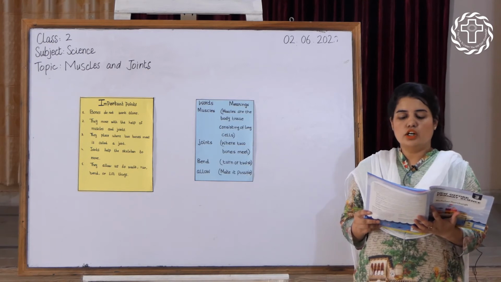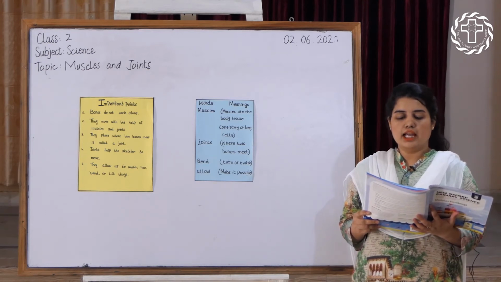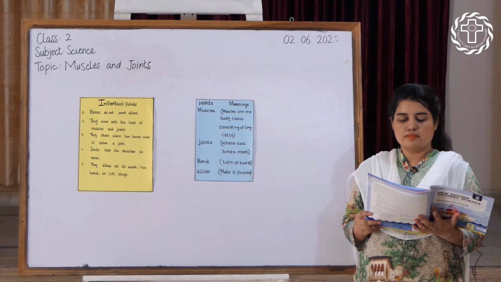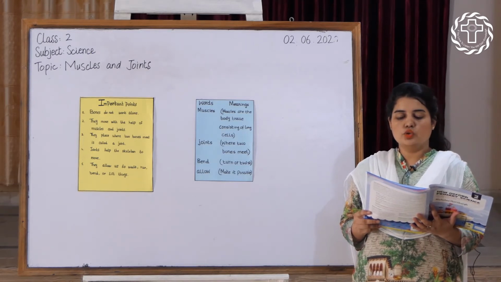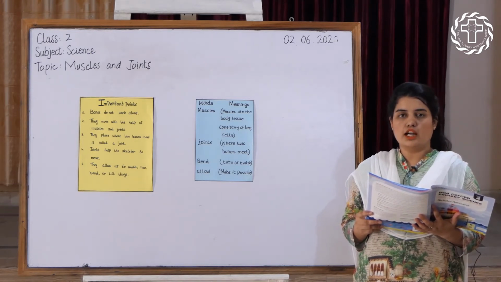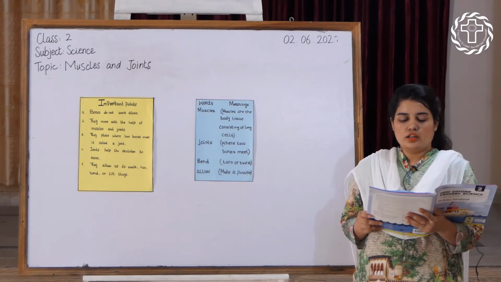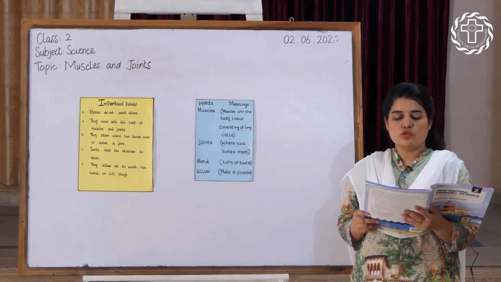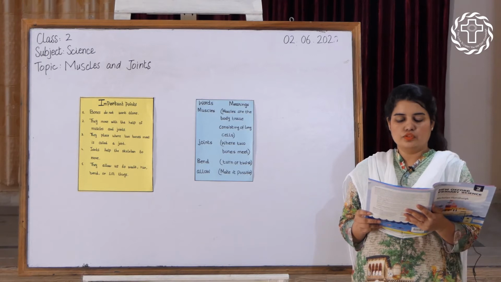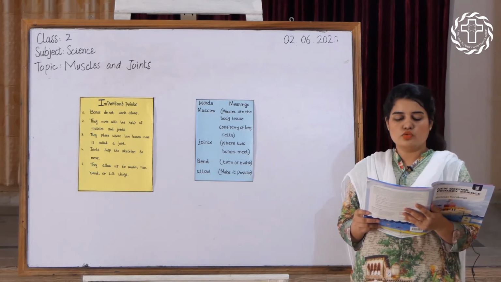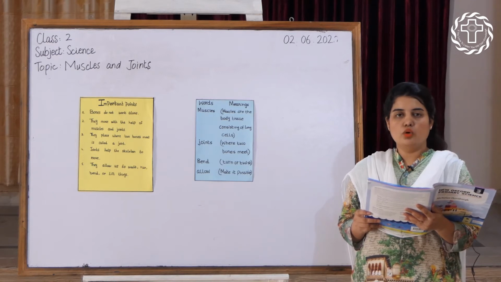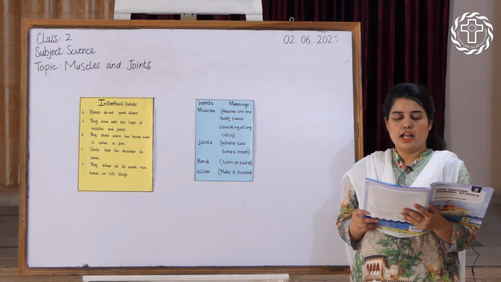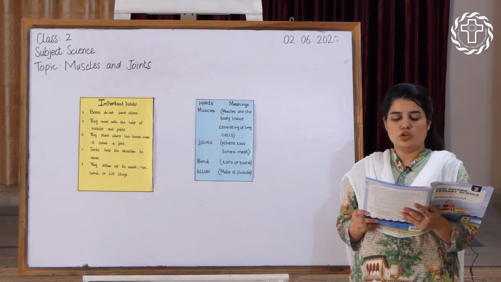Bones do not work alone, they move with the help of muscles and joints. The place where two bones meet is called a joint. What is a joint? The place where two bones meet is called a joint. Joints help the skeleton to move. They allow us to walk, run, bend or lift things. Allow means make it possible. And bend means turn or twist.